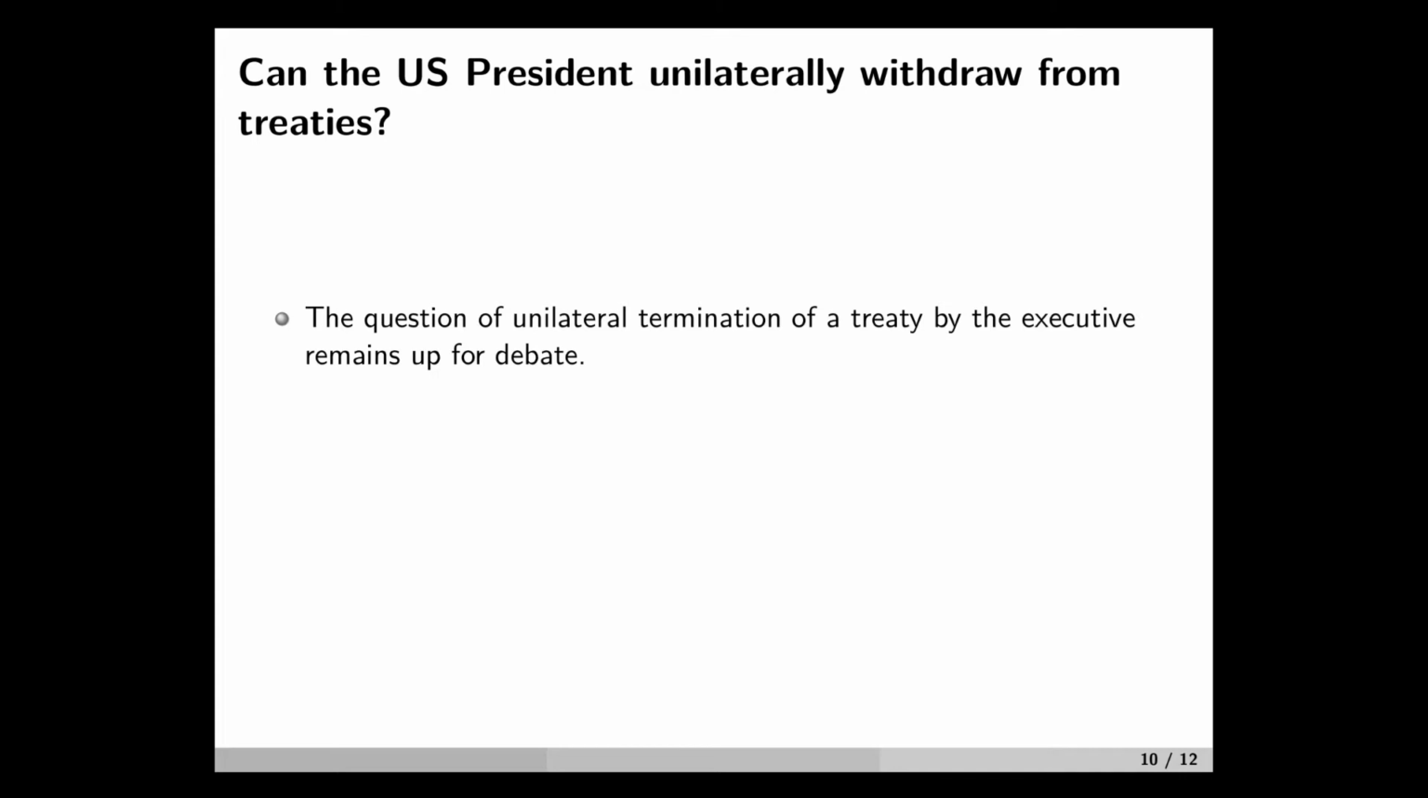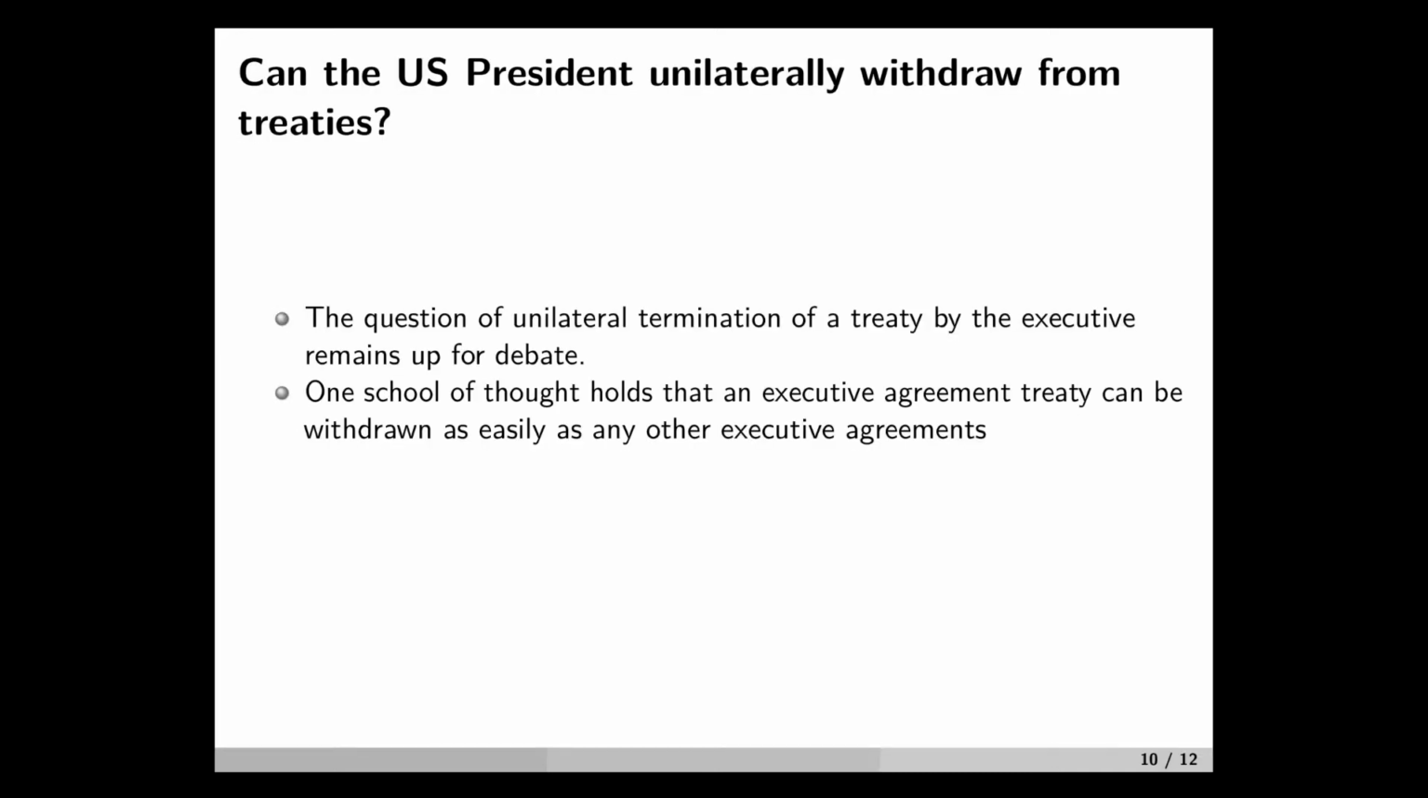Which leaves us with this question of, can the United States president unilaterally withdraw from treaties? Now, this question of unilateral termination, meaning the president of the United States, without consulting Congress, unilaterally terminating a treaty, is up for debate. And we have no definitive answer on this question.